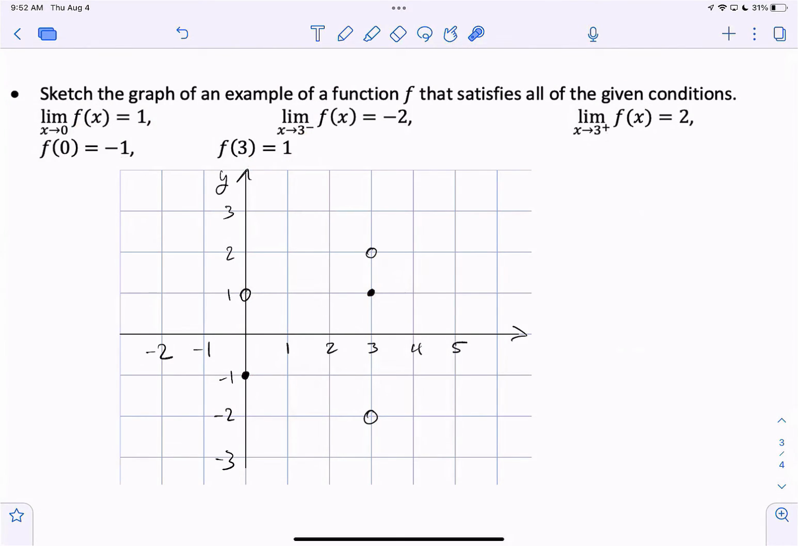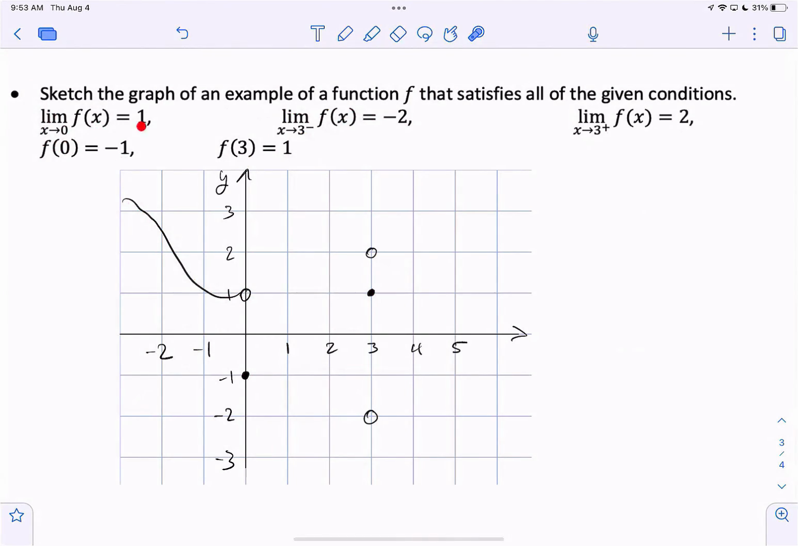Now, as x approaches 0, my function is supposed to approach 1. And because the direction isn't specified for x approaching 0, I need to indicate that the function is approaching 1 both from the left and from the right. So from the left, I just have this swooping thing, and it doesn't matter what's happening over here, right? This is just an example of a function. You could have a horizontal line here. You could have a linear coming up to 1. It doesn't matter, as long as it's eventually becoming 1 from the left.